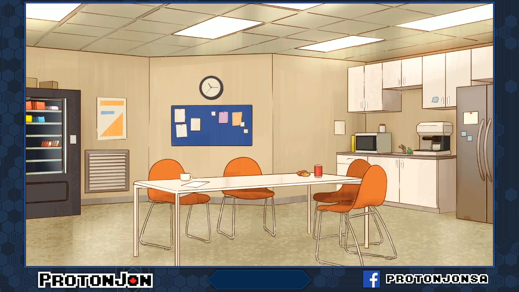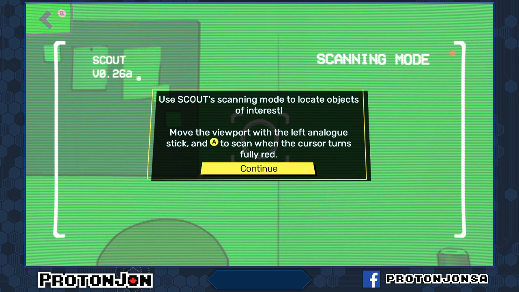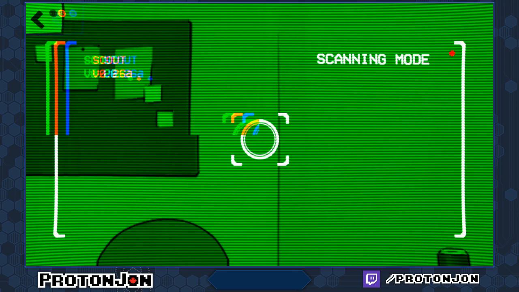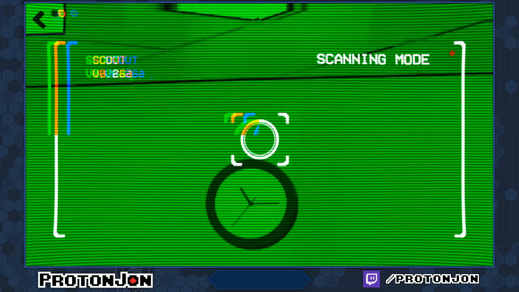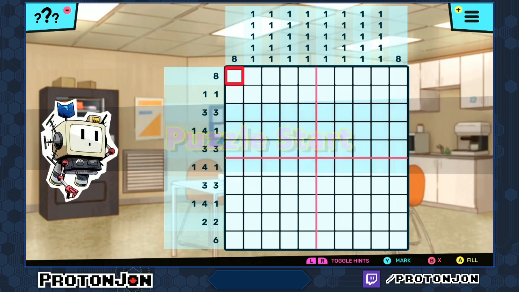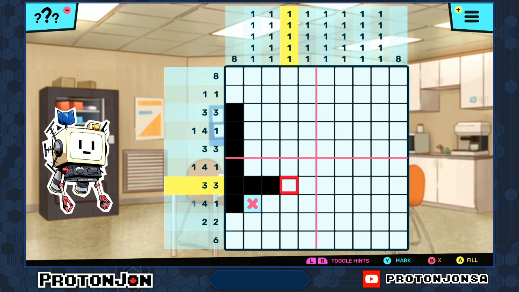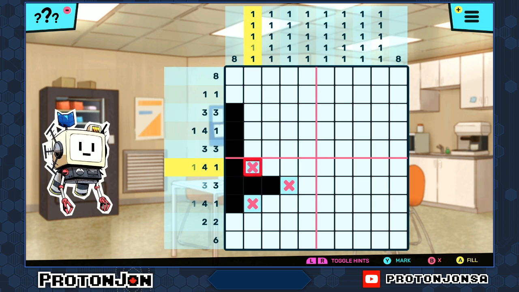Time to investigate. Use Scout scanning mode to locate objects of interest. Move the viewport with the left analog stick, and A to scan when the cursor turns fully red. Looks like there's no, like, joke prompts or anything. Oh! Puzzle start! Alright. Oops. Nope, that doesn't go there. Time for some Pacross.